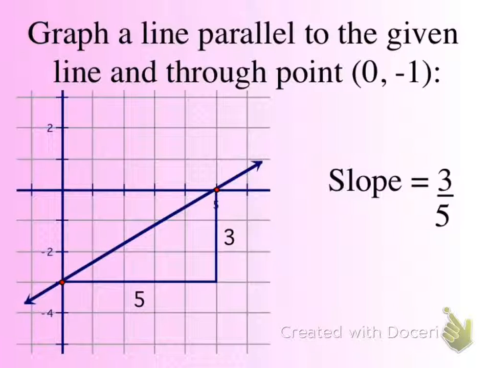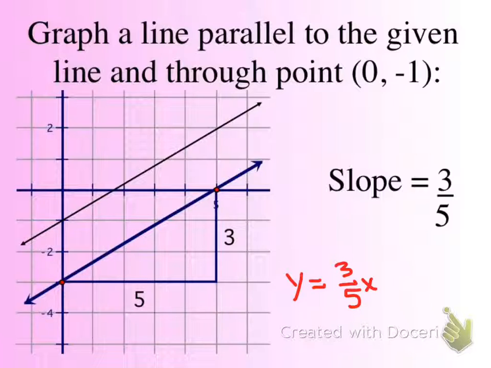Since it goes through 0, -1, we also already know the y-intercept. And then you could draw the line, or at least come up with the equation of the new line. So if we write the equation of the new line, it would be y is equal to 3 over 5x minus 1, because it goes through the new point. So it's a different y-intercept with parallel lines.